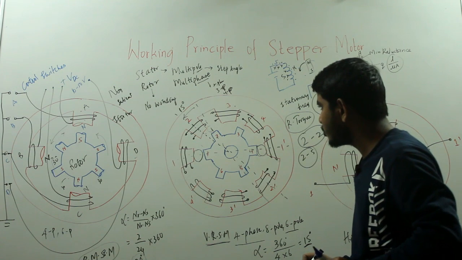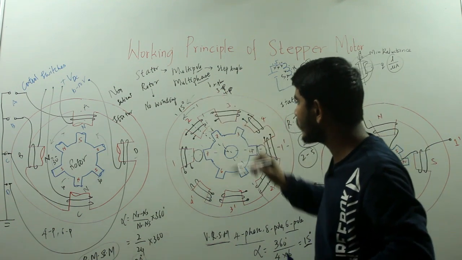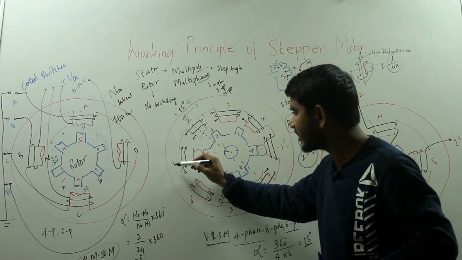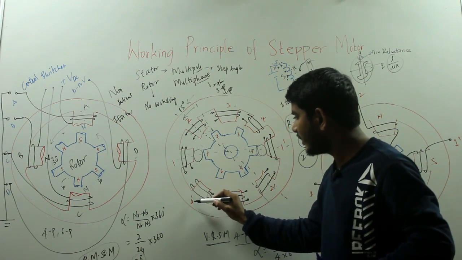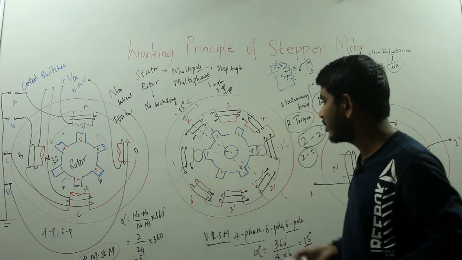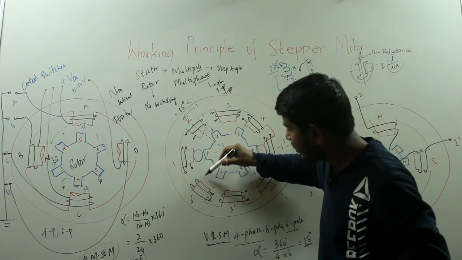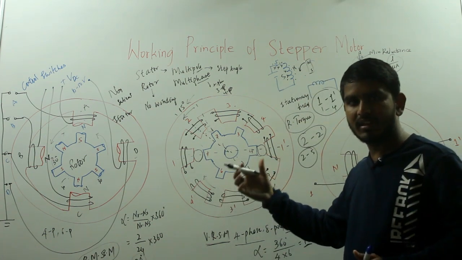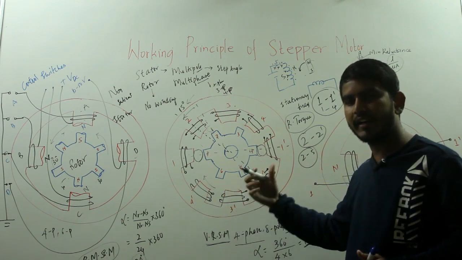And if you want to change the sequence, so this is rotating here in the anti-clockwise direction. Now after turning off the excitation to 1, 1 dash, if you excite the winding 4, 4 dash, then your rotor will move in the clockwise direction. So again, based on the step switching sequence, you can rotate your rotor in the clockwise direction or anti-clockwise direction.